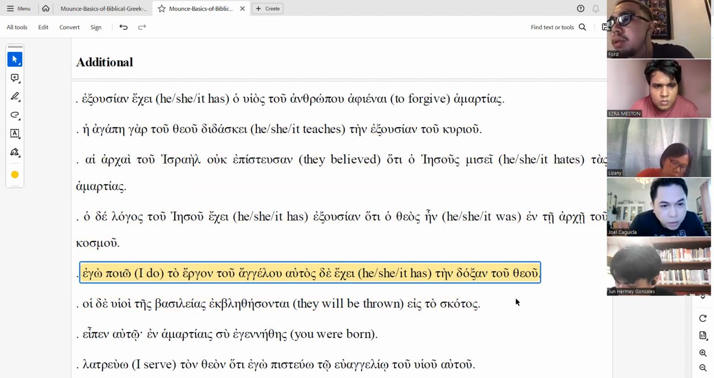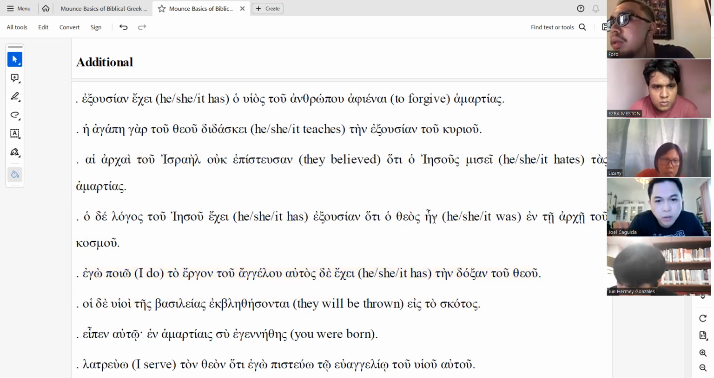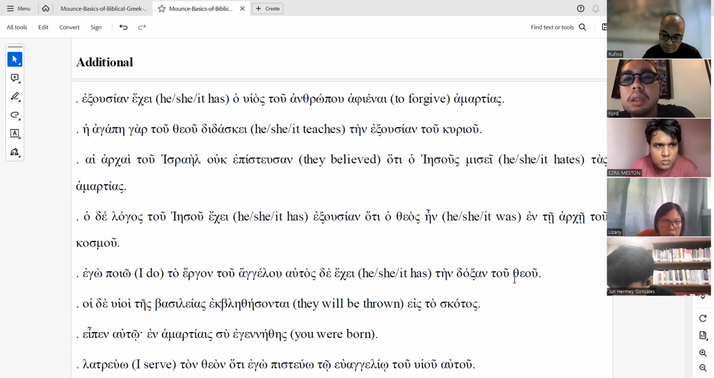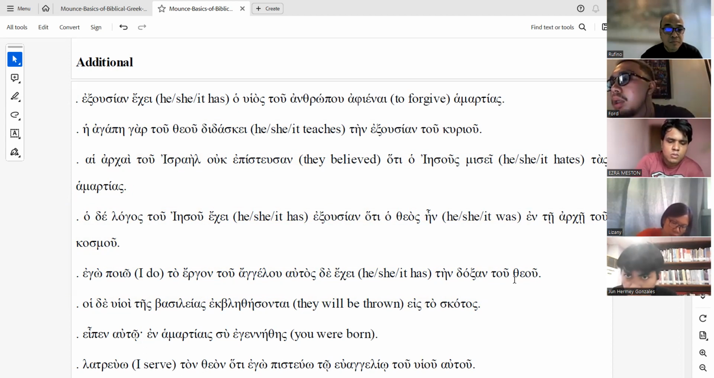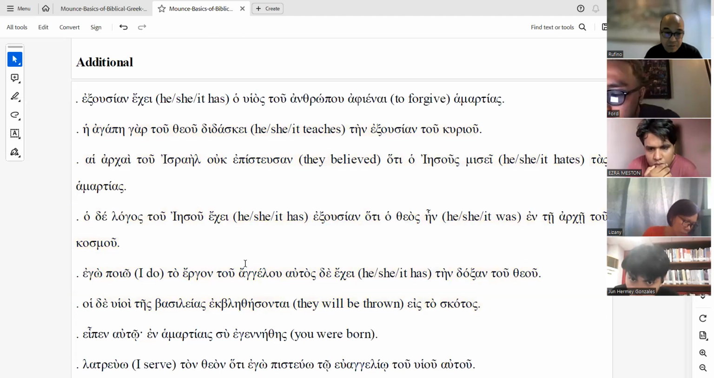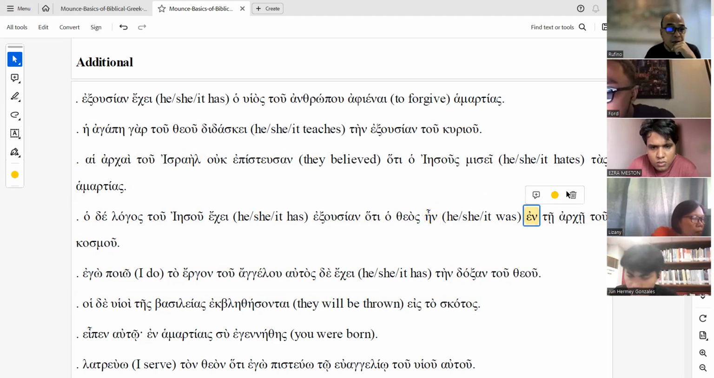Ho logos tou Iēsou echei exousian hoti ho theos ēn en tē archē tou kosmou. In English: the word of Jesus has power, or can I use authority on this, because God was in the beginning of the world. Yes, because God was in the beginning of the world. Okay, good. Allow me to read the Greek again. Ho logos tou Iēsou exousian, ho theos ēn. Notice that this one and this one have practically the same sound. En tē archē tou kosmou. Okay. Thank you for that.